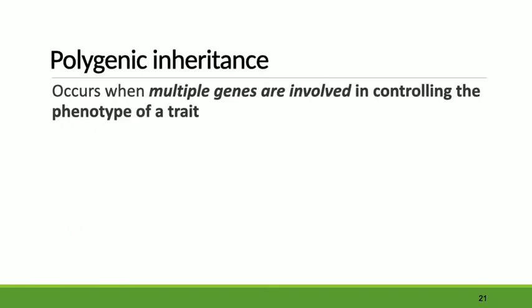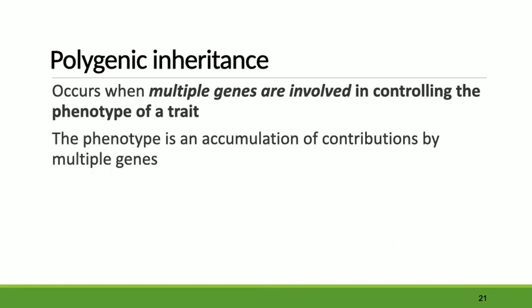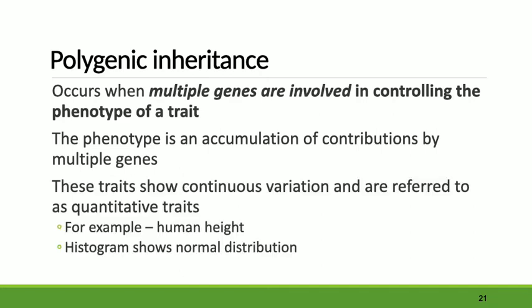Polygenic inheritance occurs when multiple genes are involved in controlling the phenotype of a trait. Multiple genes. So not just one gene on one pair of homologous chromosomes, but multiple genes, usually across many of the chromosomes. And the phenotype, remember, is the physical representation of the trait. It is, in these cases, an accumulation of contributions by all of the genes that contribute. These traits are often continuous and are referred to as quantitative traits.